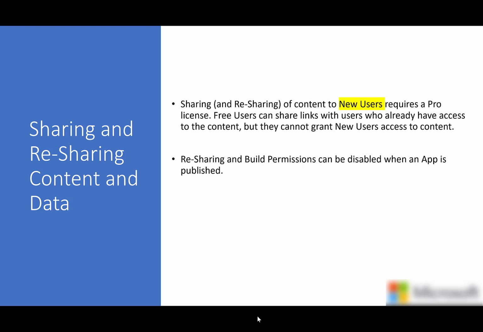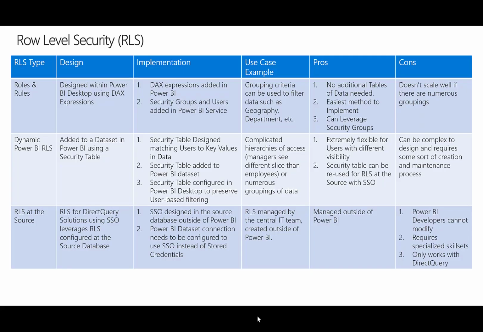Free users can share links with users who already have access to the content. And you can also disable resharing and build permissions as mentioned in one of the previous slides. Now let's move on to row level security.